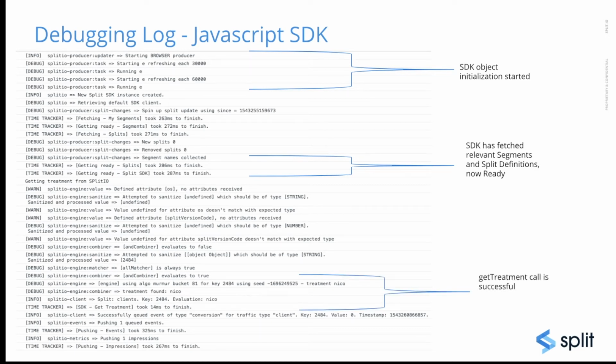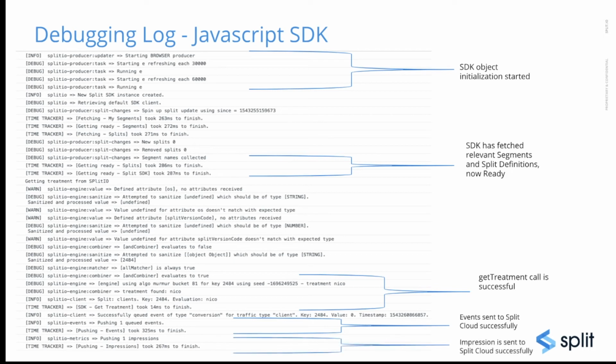We can see here also that it's logging that it's setting the treatment to the correct treatment. And we can see what key, or client ID, was used in the getTreatment call. Now here we see the thread that actually posts the event successfully into Split Cloud, and of course we see the impression is being sent to Split Cloud successfully as well.